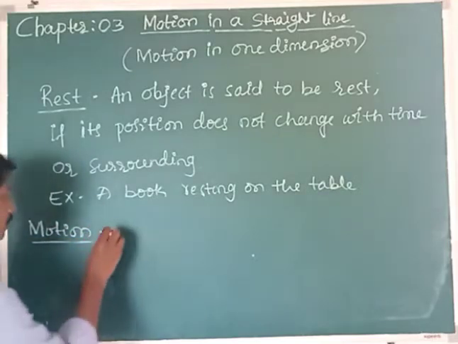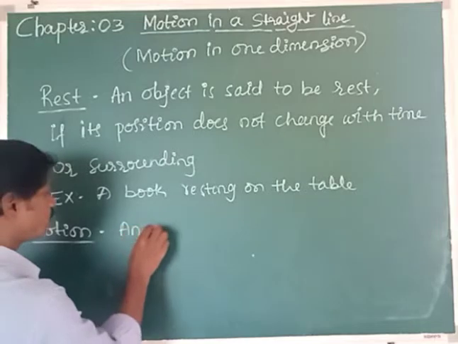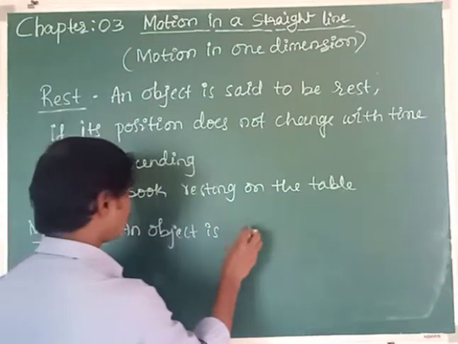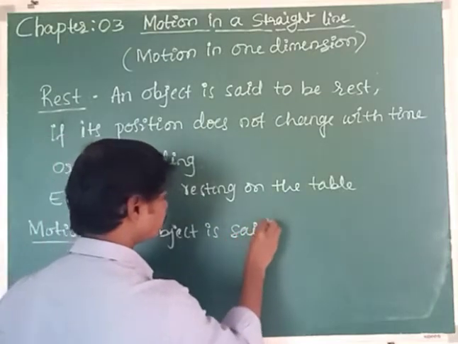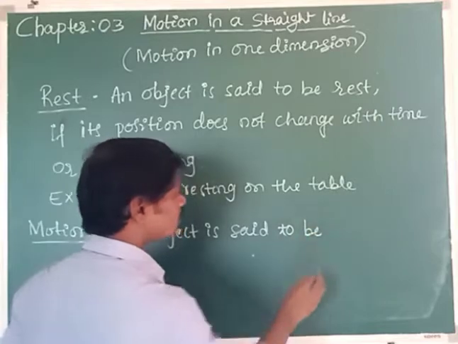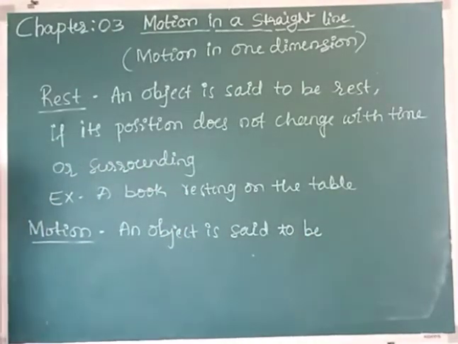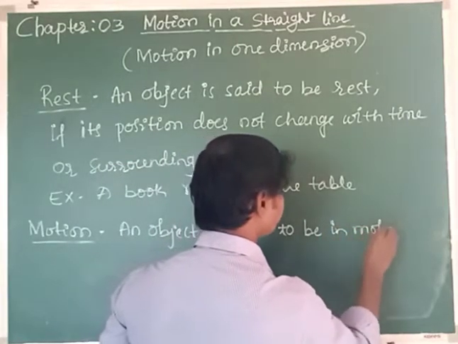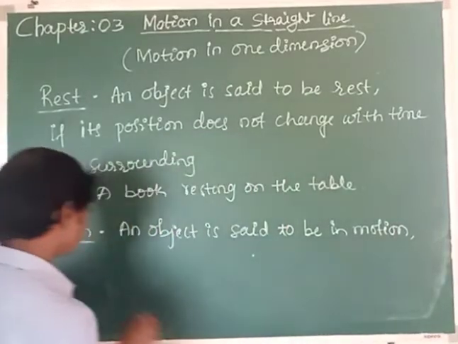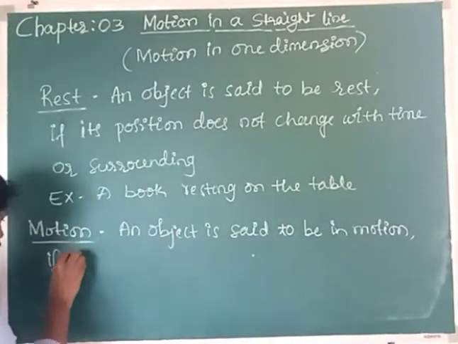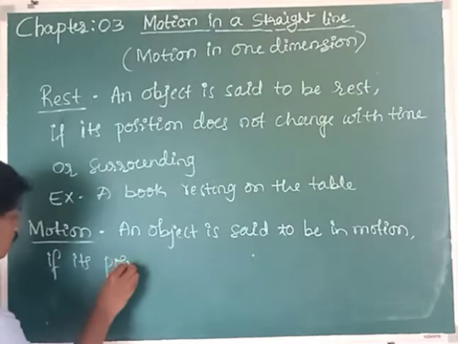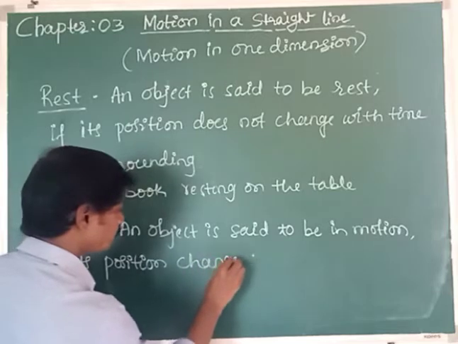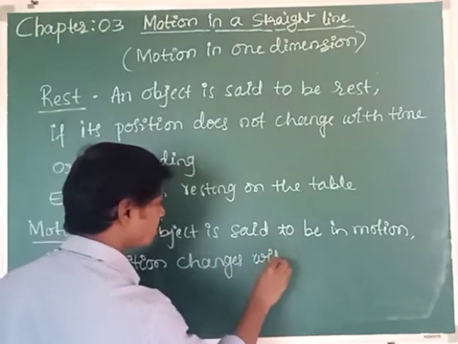What is motion? An object is said to be in motion if its position changes with the time.